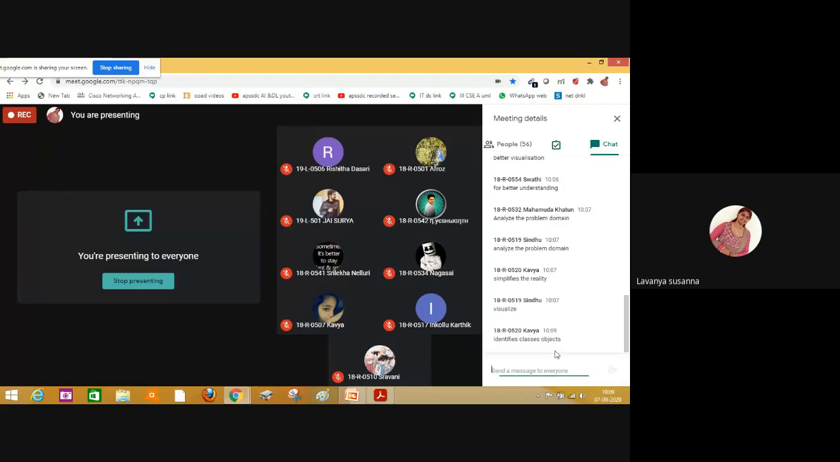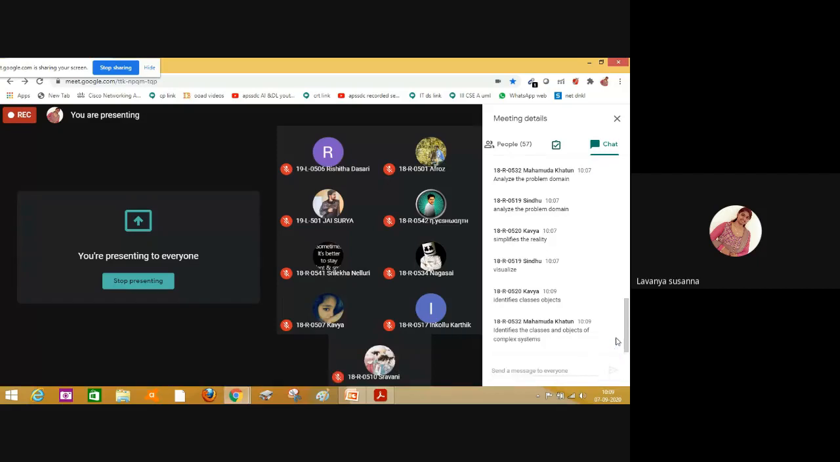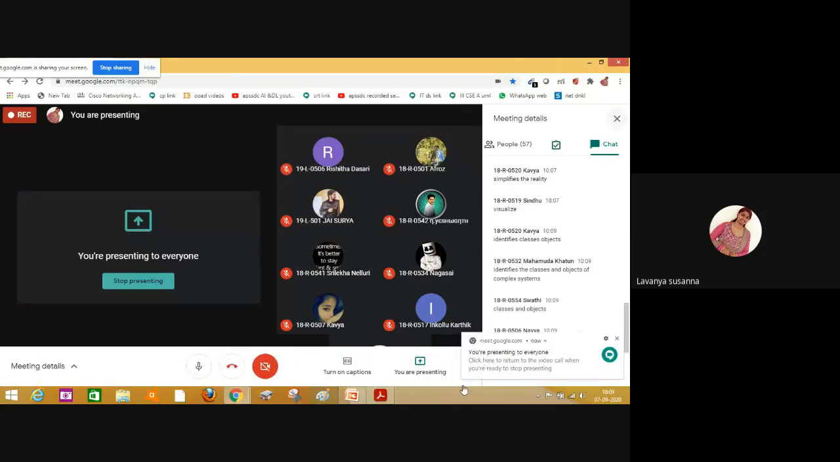Kavya, number 20. Very good, Kavya. Identifies the classes and objects. Number 32, Mahmuda. Very good. Identify classes and objects in a complex system. Number 54, Swati. Classes and objects. Very good, Navya. Relation between classes and objects. Thank you so much.